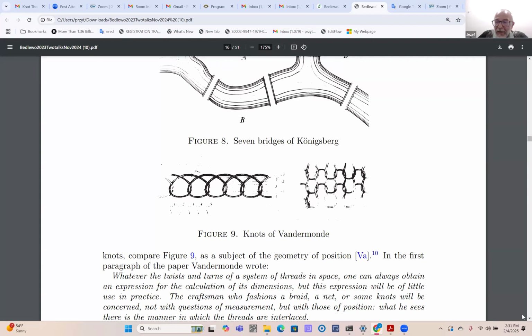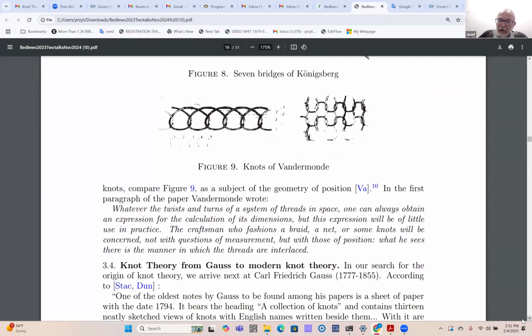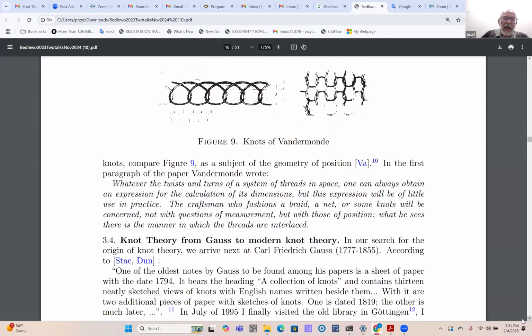But anyway, he's just mentioning, maybe this I will read because it's really the beginning of knot theory as mathematical science. He wrote, whenever there are twists and turns of a system of threads in space, one can always obtain an expression for the calculation of its dimensions. But this expression will be of little use in practice. The craftsmen who fashion a braid, a net, or some knots will be concerned not with questions of measurement, but with those of position. What he sees there is the manner in which the threads are interlaced. So exactly Vandermonde understands what should be important in knot theory. In fact, he refers as well to Leibniz's geometria situs, that exact positions are not important, but only relative.